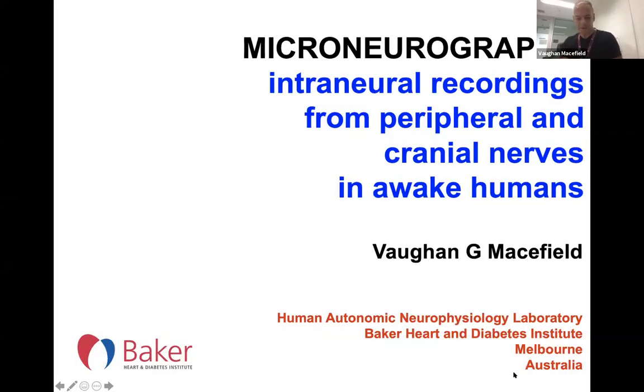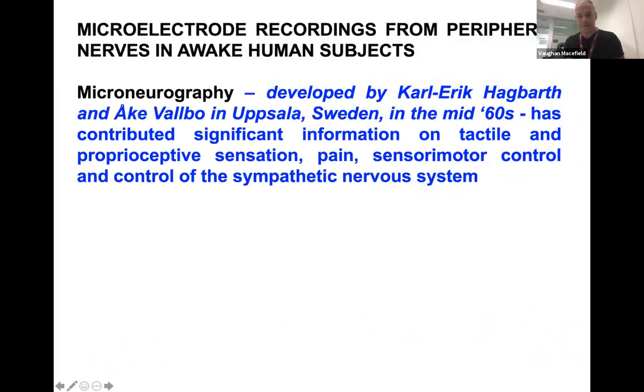So I'm going to be just giving an overview on microneurography, which is a means of recording from peripheral nerves in humans. Just a brief overview. It was developed by Karl-Erik Hagbarth and Åke Wahlberg in Sweden in the mid-60s. I have the great pleasure to have worked with both of those and with their students. And I've trained many students myself. But as you can see, it's contributed a lot of information on tactile systems, proprioception, pain, sensory motor control, and control of the sympathetic nervous system. And I'll be touching on quite a few of these today.